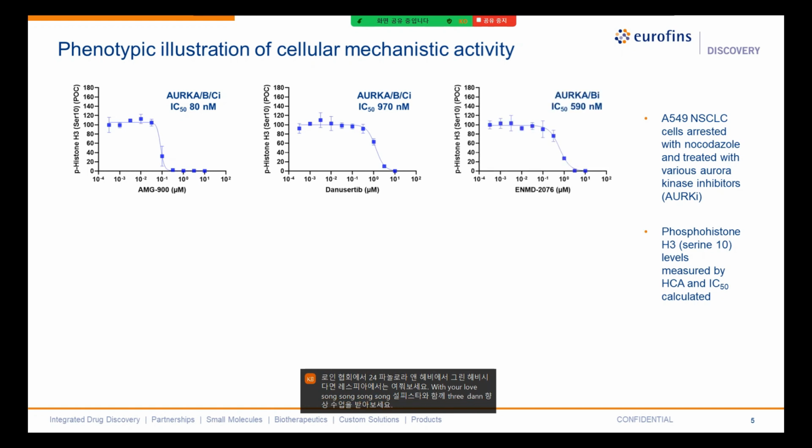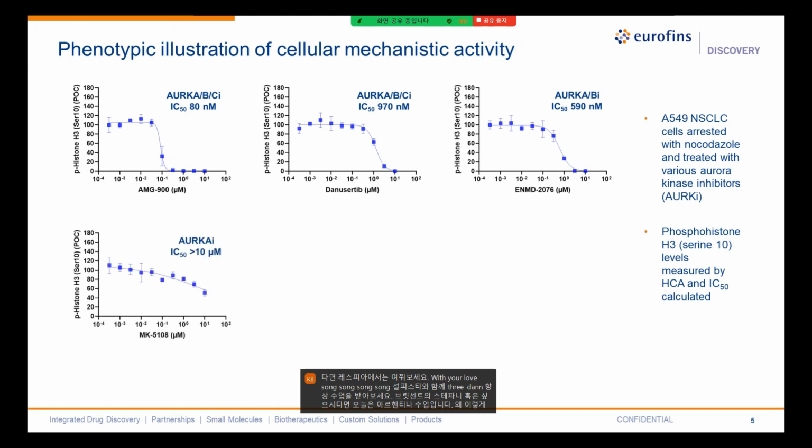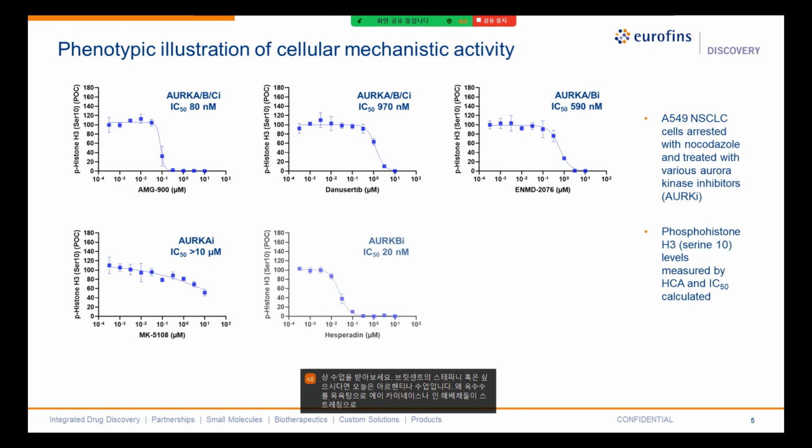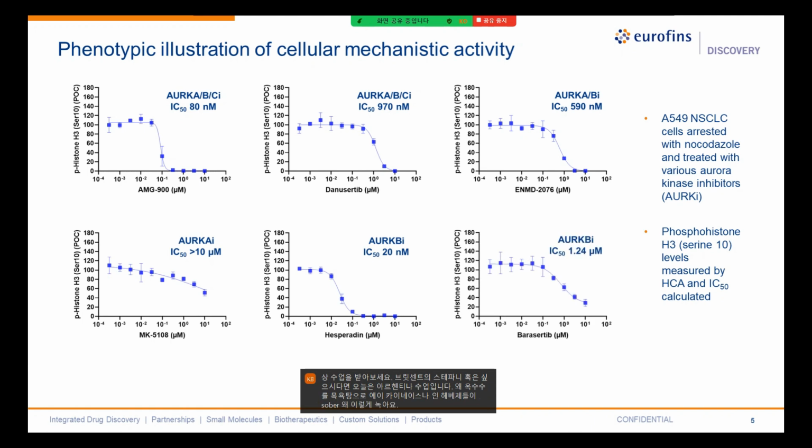If we look at this particular graph in the top right, this is an aurora A and B inhibitor, so it lacks the C inhibition component. And again, we can measure its potency. We can also look at an aurora A kinase inhibitor that is selective for aurora A. We can look for inhibitors that are selective for aurora B. And in each case, we can measure the potency of the particular inhibitor in this assay.